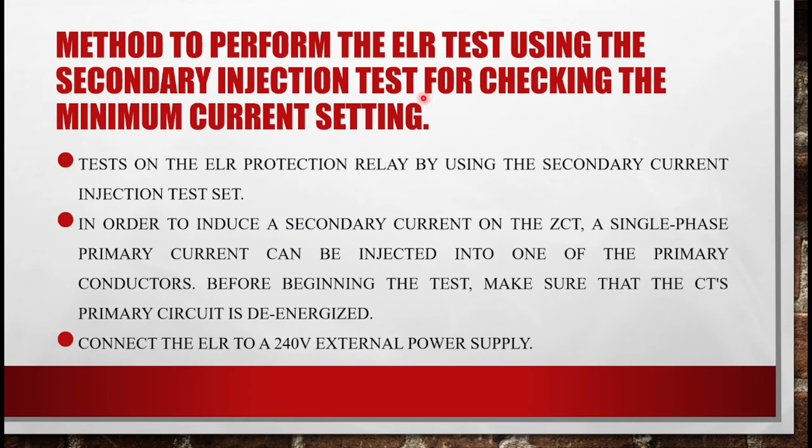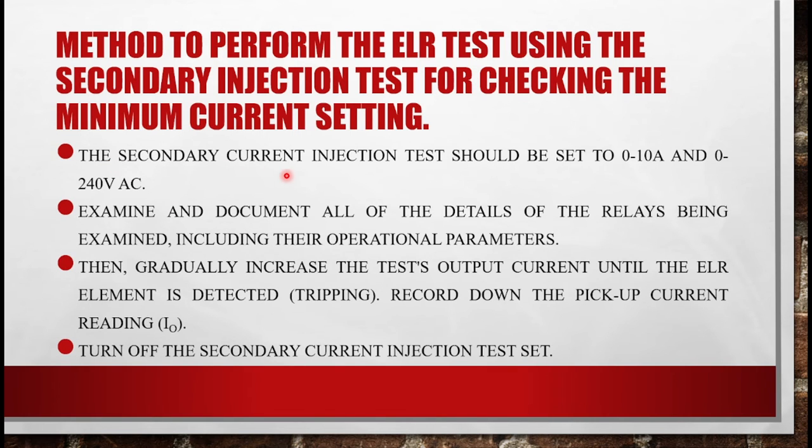The method to perform the ELR test using the secondary injection test for checking the minimum current setting. First, test the ELR protection relay by using the secondary current injection test set. In order to induce a secondary current on the ZCT, a single-phase primary current can be injected into one of the primary conductors before beginning the test. Make sure that the CT's primary circuit is de-energized. Connect the ELR to a 240 volt external power supply, and then the secondary current injection test set should be set to 0 to 10 ampere and 0 to 240 volt AC.